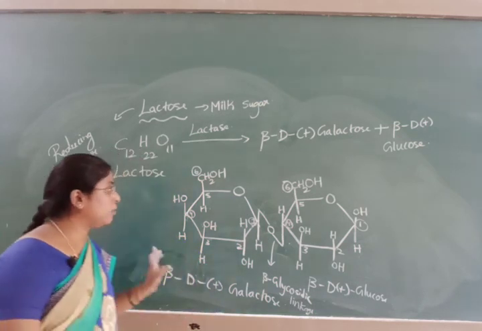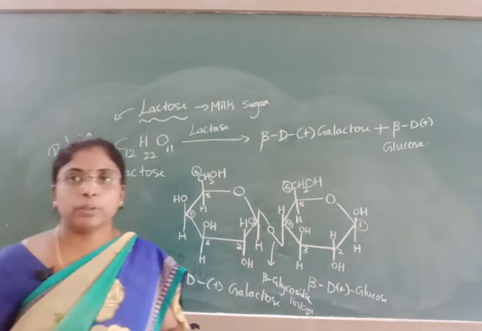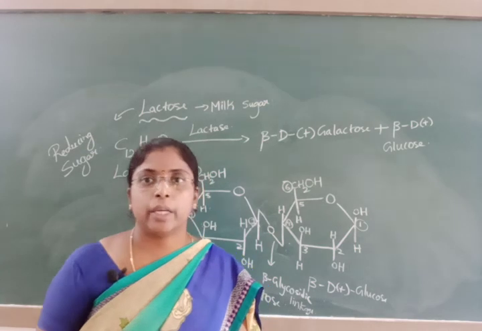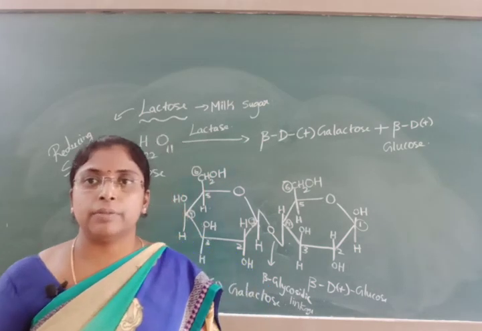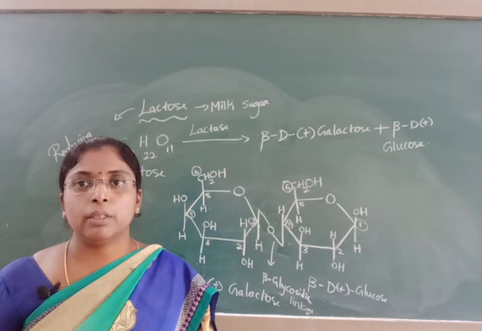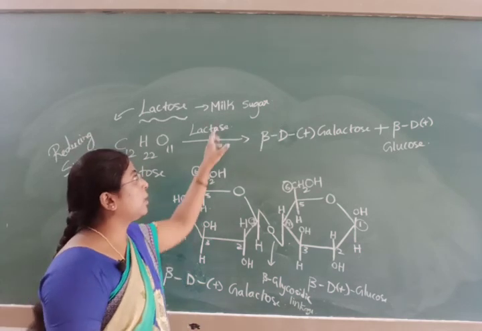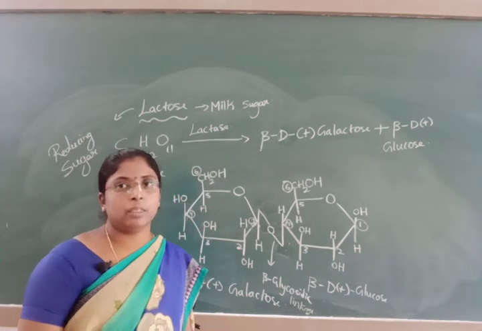This is the Haworth structure for lactose. Sucrose is known as cane sugar, it is known as invert sugar, whereas maltose is known as malt sugar and lactose is known as milk sugar. Since it is present in milk, hence it is known as milk sugar.